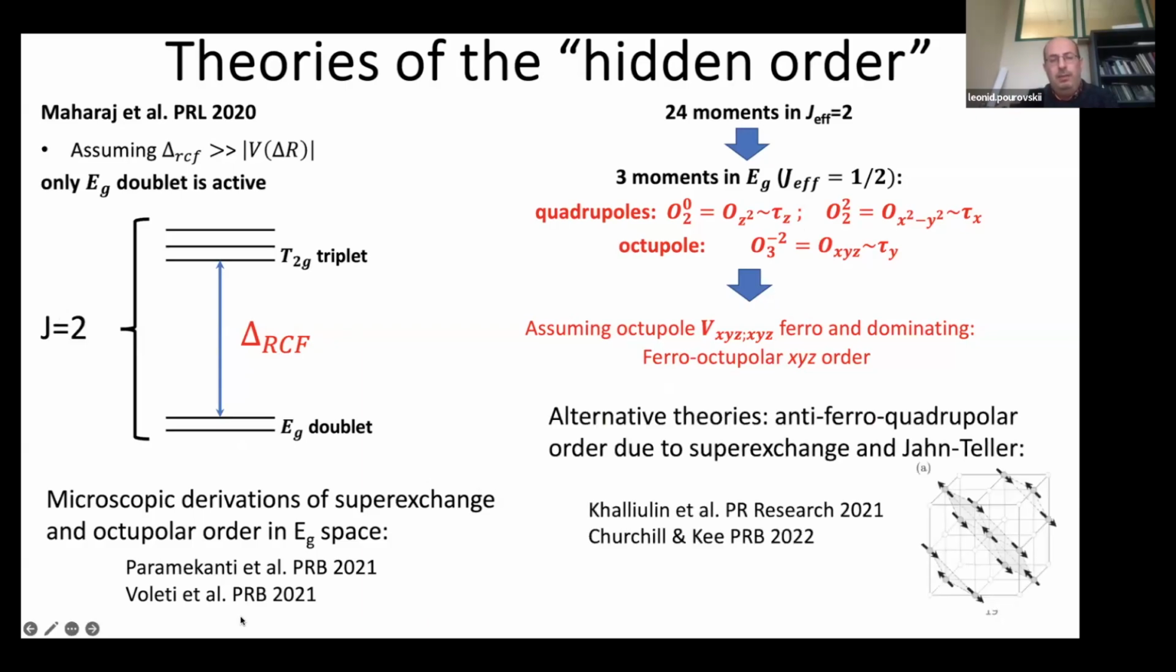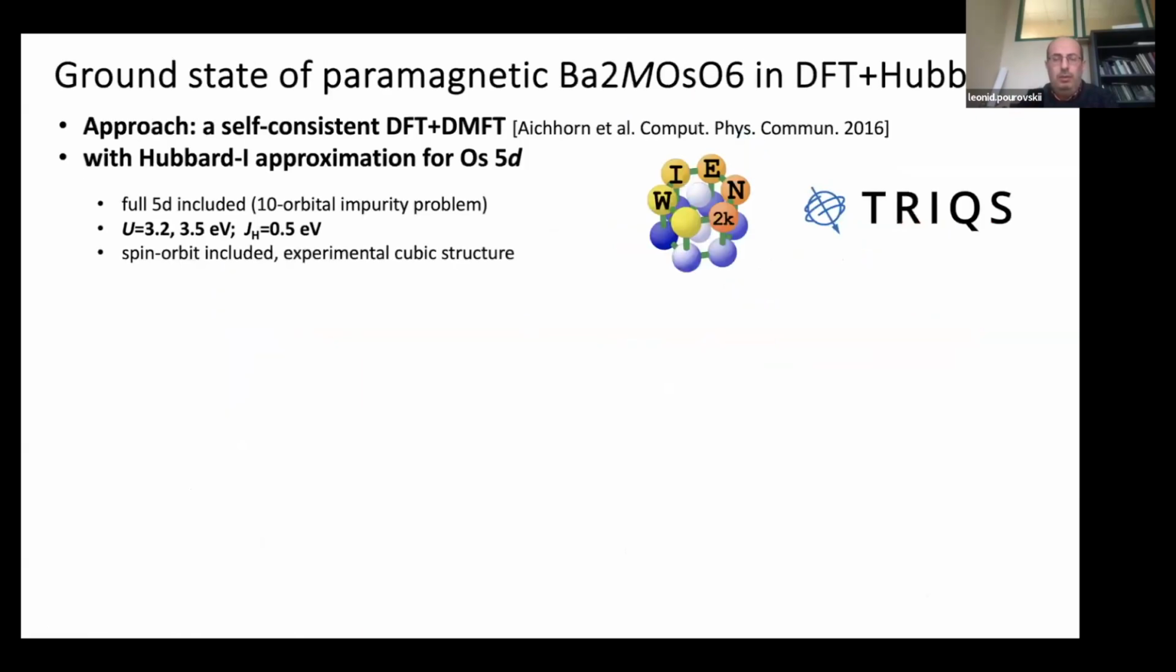And there are papers favoring both of these pictures. So the aim of the study I'm going to present was to understand if we treat all these degrees of freedom in the same way and in an unbiased way. So the question is, which order will we find? So again, using DFT plus Hubbard 1, here I mention some calculation details.